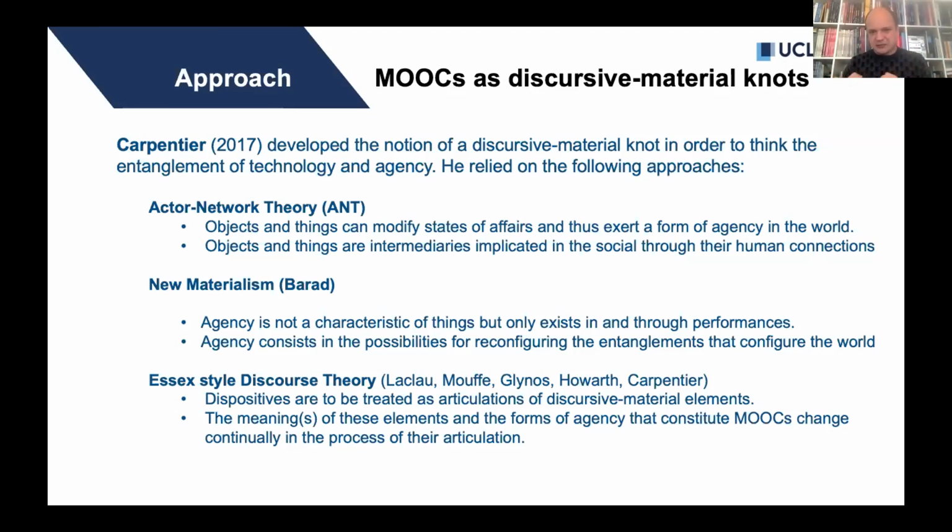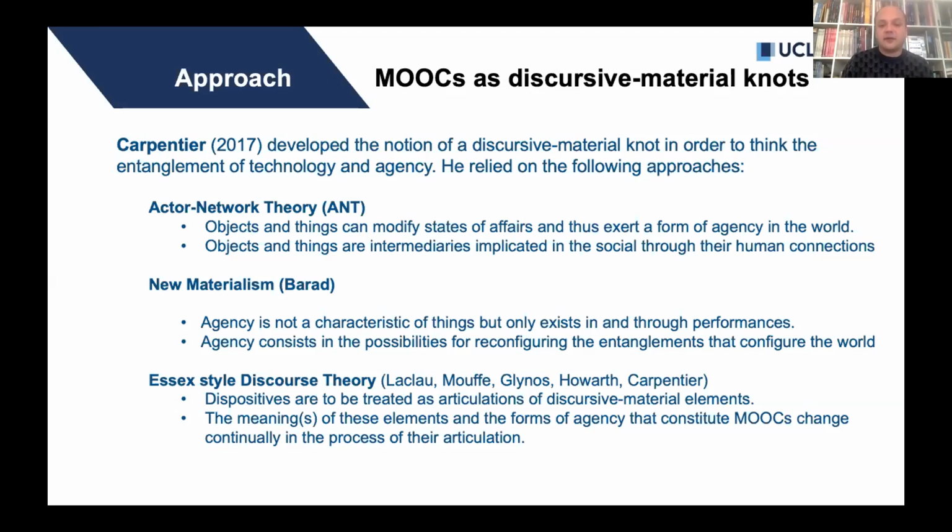And this idea of discursive material knot basically is an idea that Carpentier developed in order to think the entanglement between technology and agency. And he didn't develop this approach out of nowhere. So in developing this approach, he basically drew on actor network theory, which states that objects and things can modify states of affairs and exert a type of agency in the world. And which also states that objects and things are intermediaries implicated in the social through their human connections. But it also draws on the so-called new materialism of Barad in considering agency as a property not just of things, but something that only emerges through performances, and something that only consists in the possibilities that one has for reconfiguring the different entanglements in which we are involved, and that basically configure the worlds in which we live.